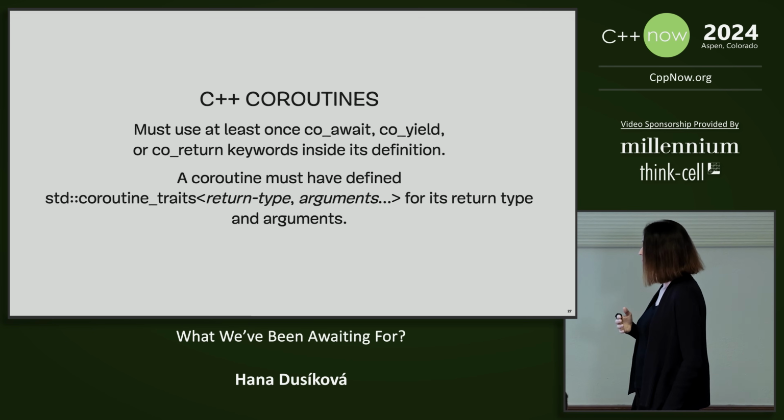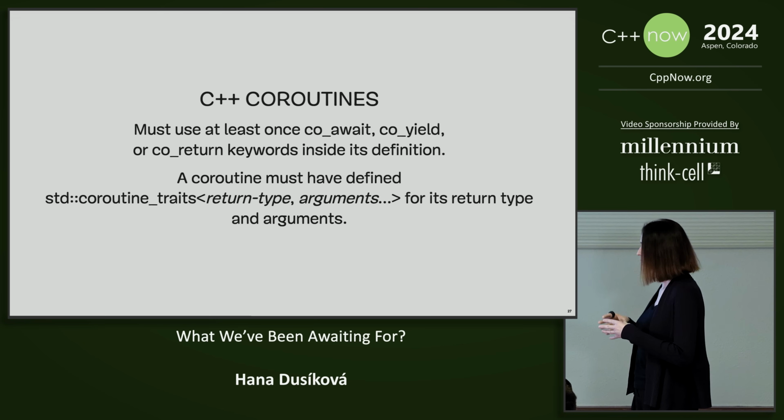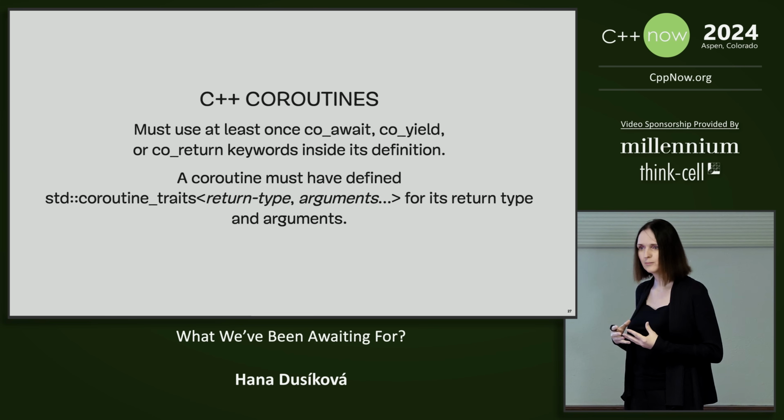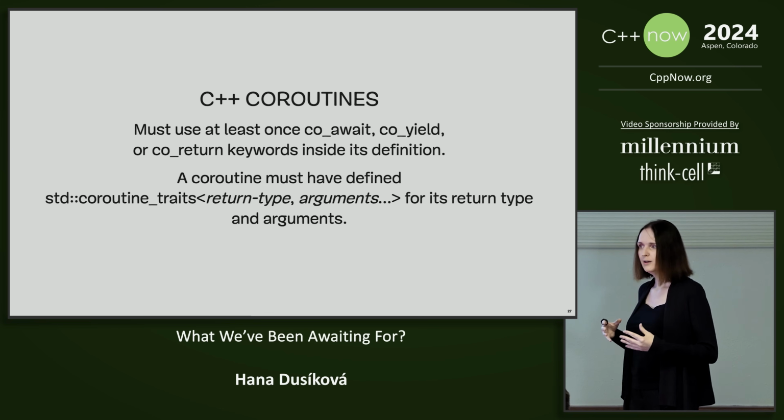C++ coroutines. Must have at least one co_await, co_yield, or co_return in the body of the function. If there is no such trigger, no such keyword, it won't trigger the transformation into a coroutine. So you need to use at least one. Even if it's a void coroutine, you need to co_return; at the end.